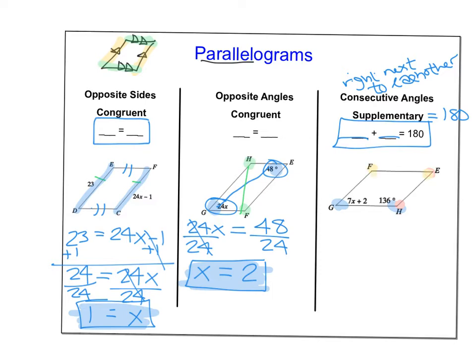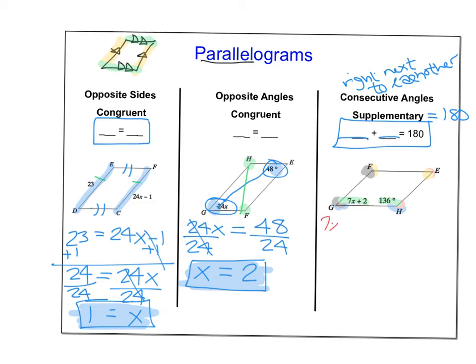E and F would be supplementary because they'd be consecutive. And we could also say F and G are consecutive. It all just depends on how you're looking at this. There are many different pairs of supplementary angles, consecutive angles, that we could have. But here we're focusing on these two angles. Since they're right next to each other, not diagonal from each other, when we add them together, we can set them equal to 180 because they will be supplementary.